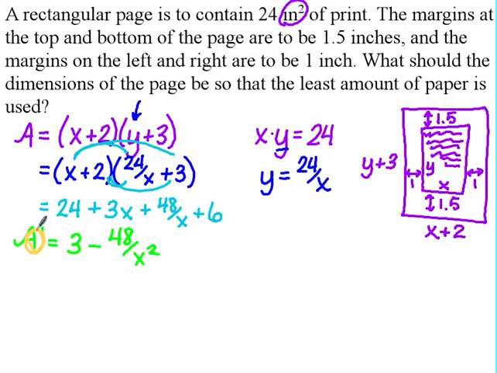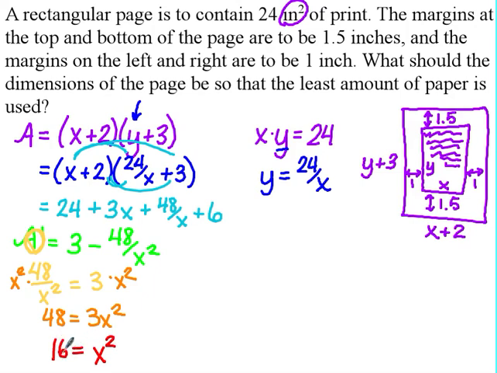Let's go ahead and set it equal to 0. So I get 48 over x squared equals 3. So multiply by x squared, I get 48 to equal 3x squared. So what do you get x squared to equal? 16. So x has to be what? 4. Nice job. So x is 4.